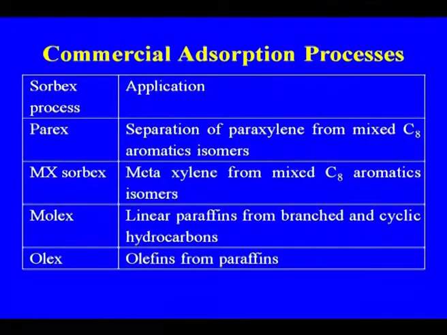Parex is for the separation of paraxylene from mixed C8 aromatic isomers, then the MX Sorbex for metaxylene from mixed C8 aromatics. The Molex process is used in the manufacture of linear paraffin from branched and cyclic hydrocarbons. The Olex process is used because some olefins have close boiling points, especially when we are separating C4 components from FCC gases or the steam cracker. So, for the separation of close boiling olefins, the Olex process is used.